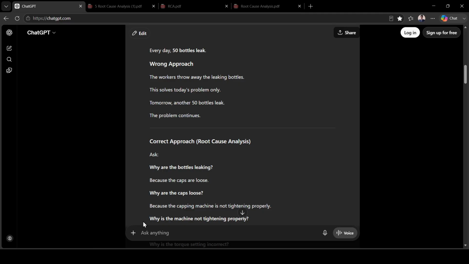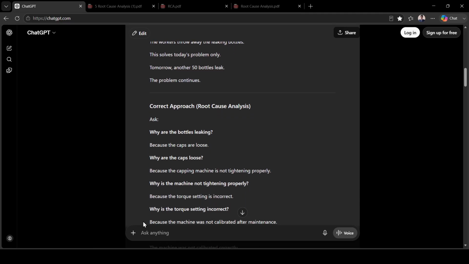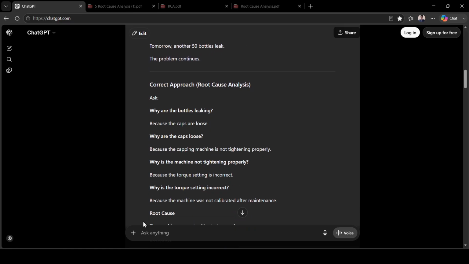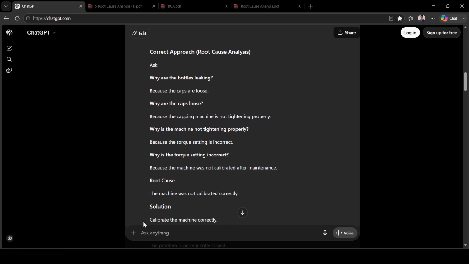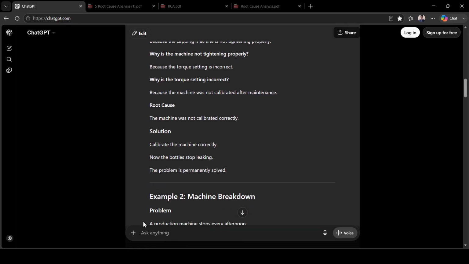Because the caps are loose. Why are the caps loose? Because the capping machine is not tightened properly. Why is the machine not tightened properly? Because the torque setting is incorrect. Why is the torque setting incorrect? Because the machine was not calibrated after maintenance. Root cause: the machine was not calibrated correctly. Solution: calibrate the machine correctly. Now the bottles stop leaking. The problem is permanently solved.